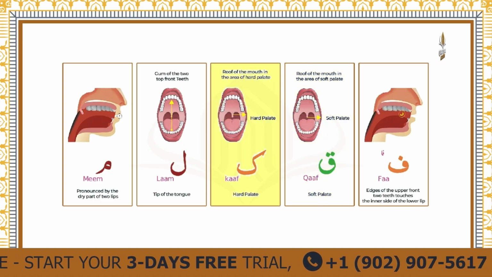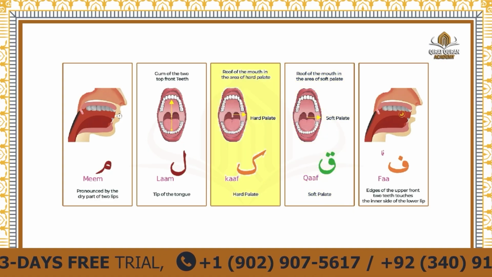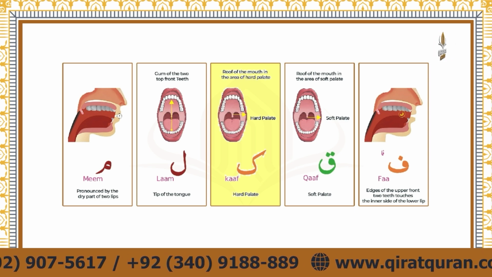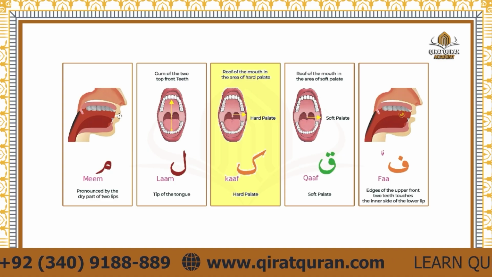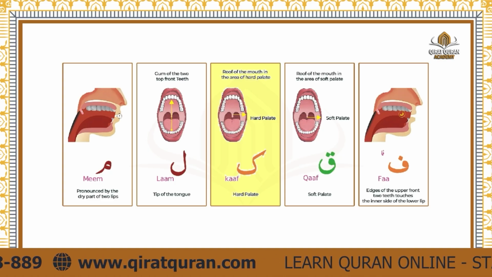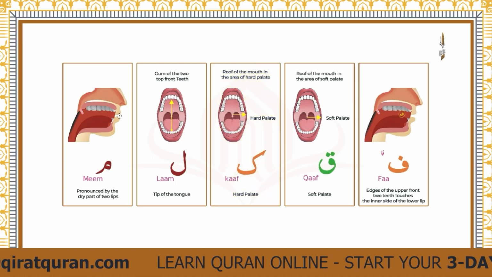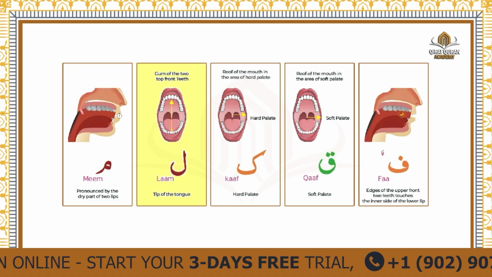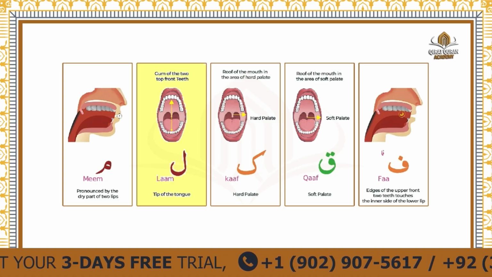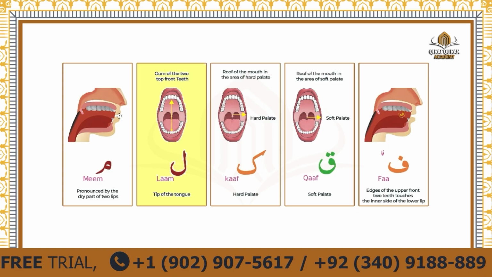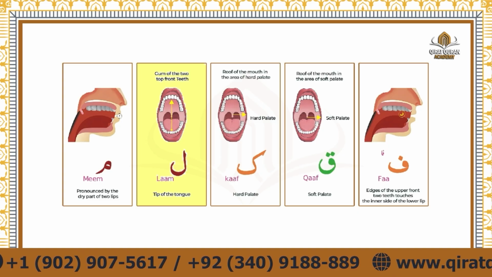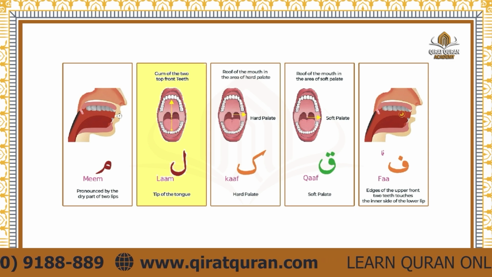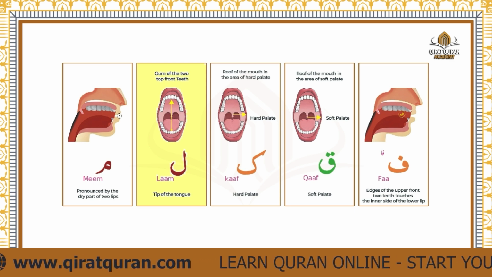And then for kaf, we have to use the hard palate, the hard part of the palate, and roof of the mouth in the area of hard palate. This is the origin of letter Kaf with a soft voice. And then Lam, the origin of this letter is tip of the tongue and gum of the two top front teeth. The very last part of the tongue will go connect to the gum of two top front teeth, and this is how you pronounce the letter Lam.